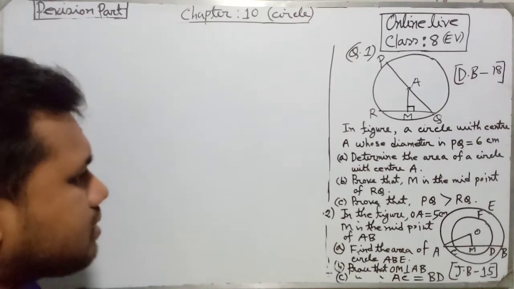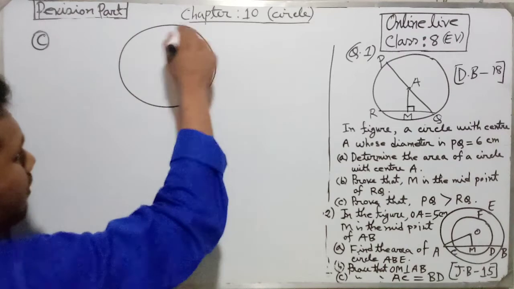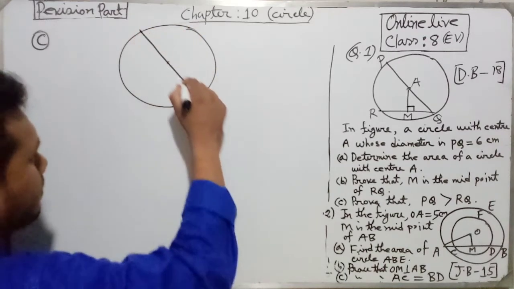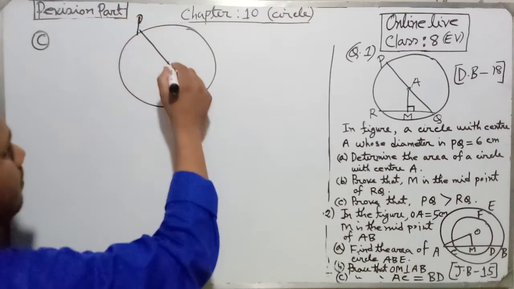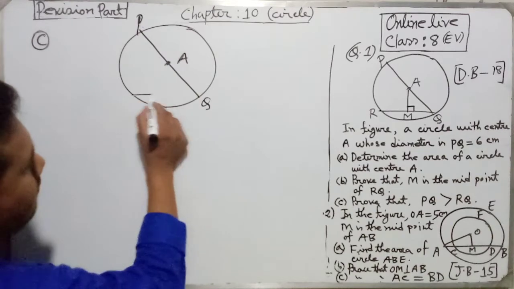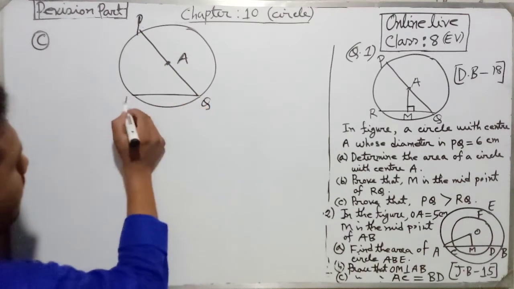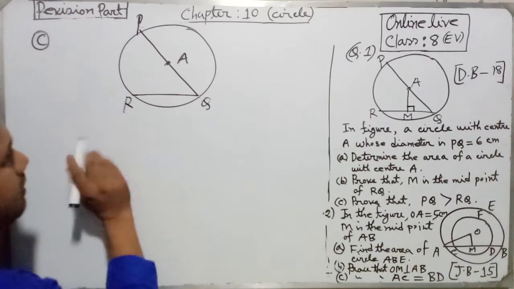Now dear students, C number, at first you have to draw the figure. Suppose this is your AQ, PQ, this is A, and this is RQ. Dear students, here it is not necessary to have the point M. So this is our figure.